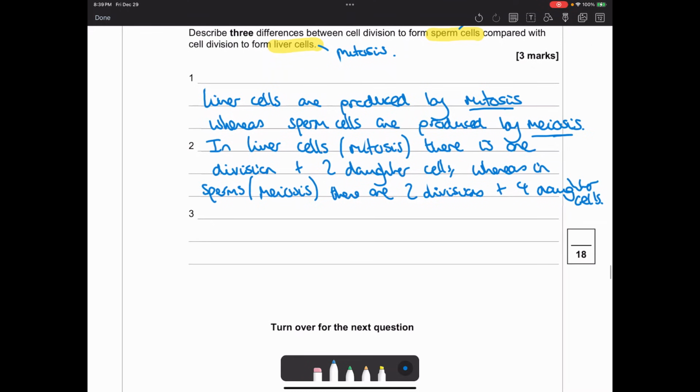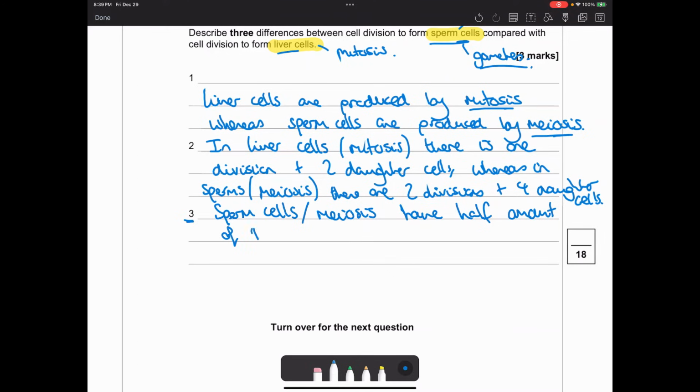Another difference that I can then say, as for my third one, is actually what's different about a sperm cell compared to a liver cell. Well, sperm cells are gametes that have half the amount of DNA. So sperm cells, or from meiosis, have half the amount of DNA, which is 23 chromosomes, whereas liver cells have 46 chromosomes.